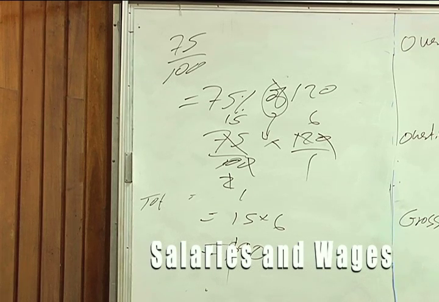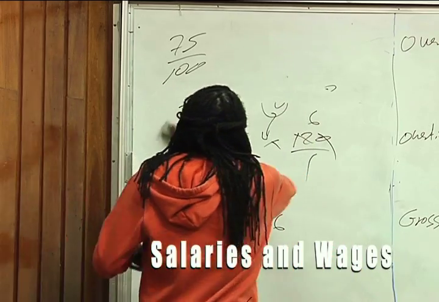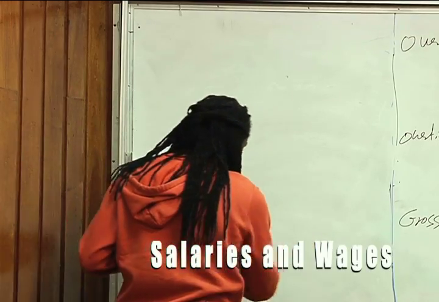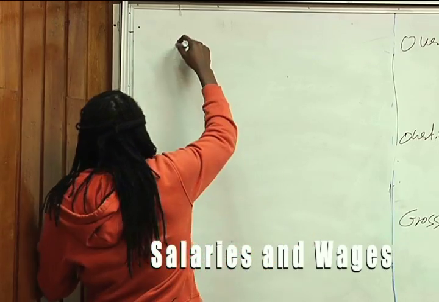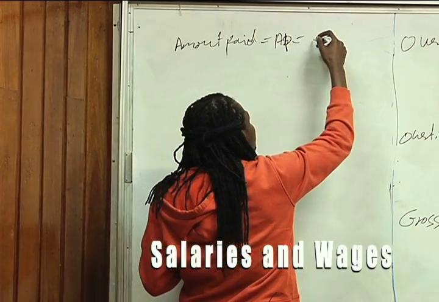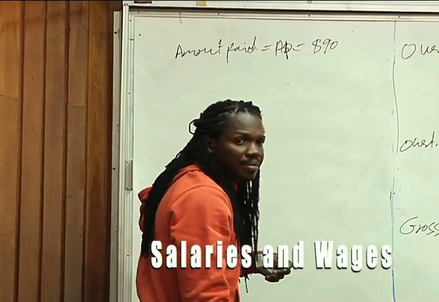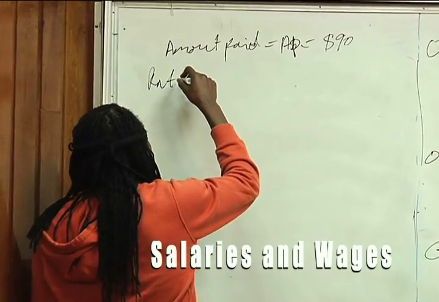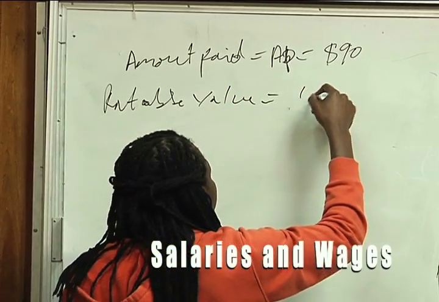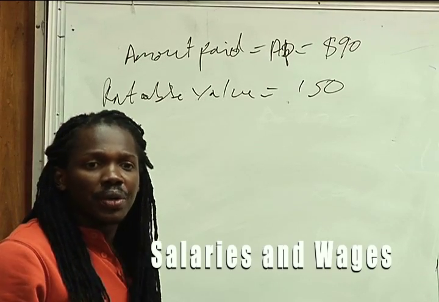A householder pays $90 in rates on a property which has a rateable value of $150. What is the local rate? What do we know? The amount paid, AP, equals how much? $90. Next, the rateable value: $150. That's what we know. I want to know what the rate is.